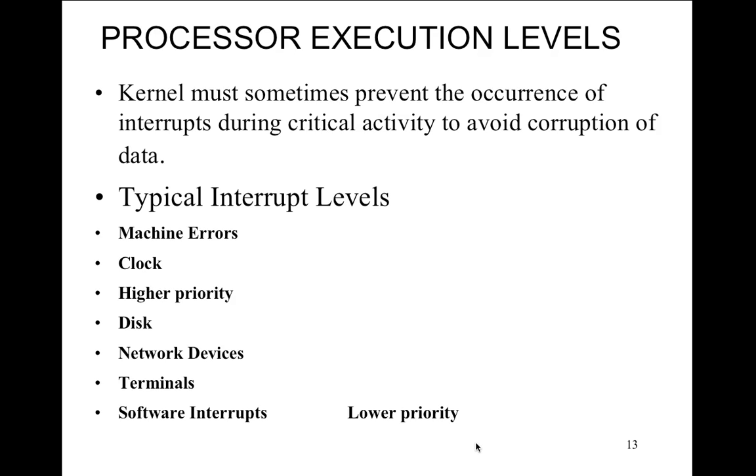So processor execution levels. We have the kernel that must sometimes prevent the occurrence of interrupts during critical activities to avoid the corruption of data. As an example, the kernel is writing a file to the hard drive, and interrupts are happening because the CD-ROM drive is complaining about something. You're certainly not going to pay that CD-ROM drive any attention.